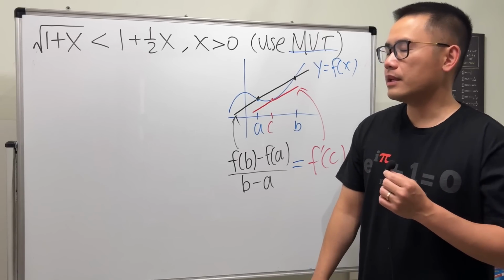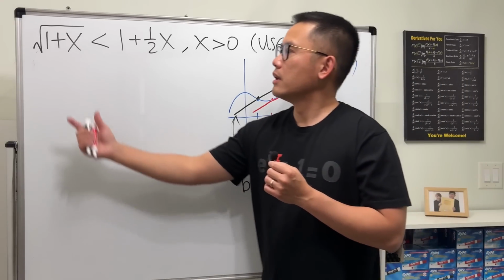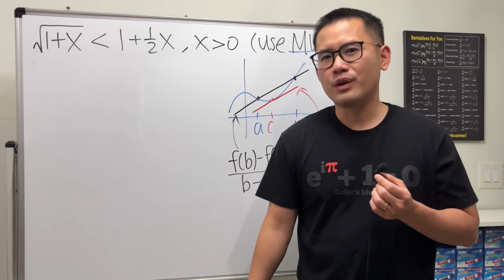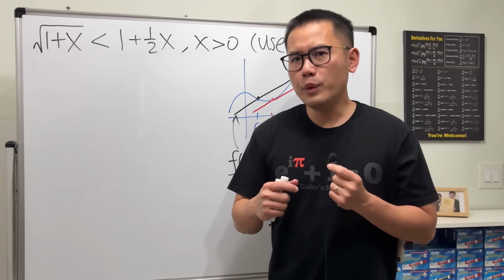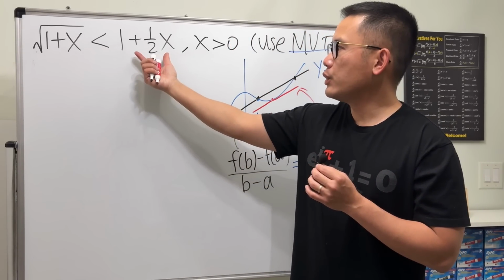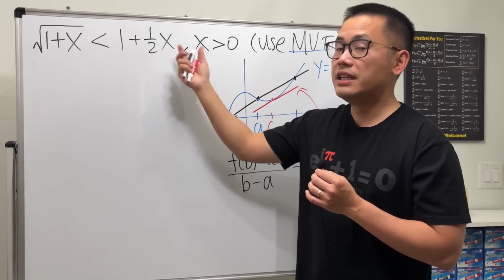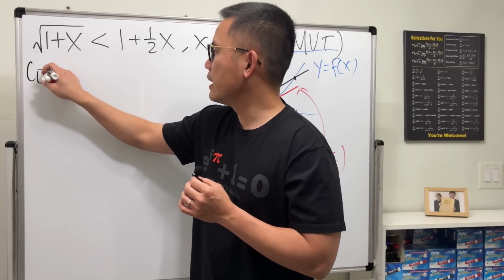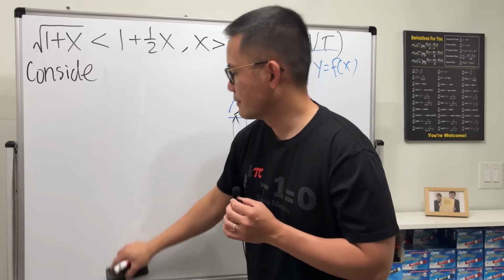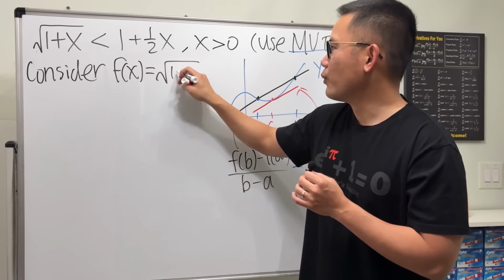All right, to use the mean value theorem, the first thing is, of course, we need to come up with the function. Here, let's pick the function square root of 1 plus x. You might be wondering why. I think just try to go with the more complicated function, which is the square root in this case. And on the right hand side, you will see that it somehow turned out to be quite nice because it's just linear, right? So consider our function to be square root of 1 plus x.